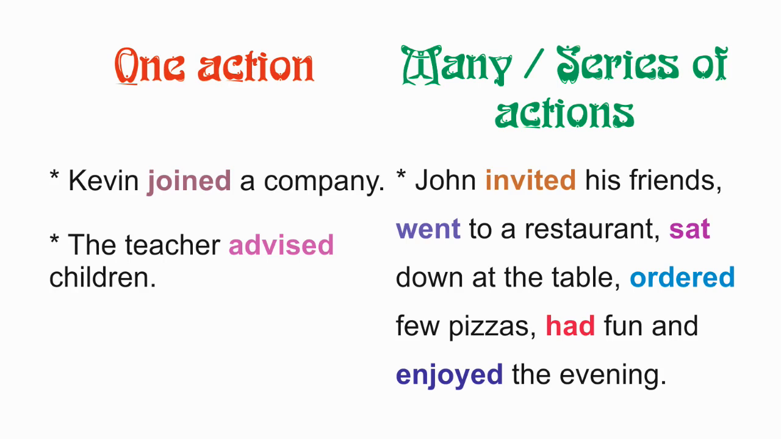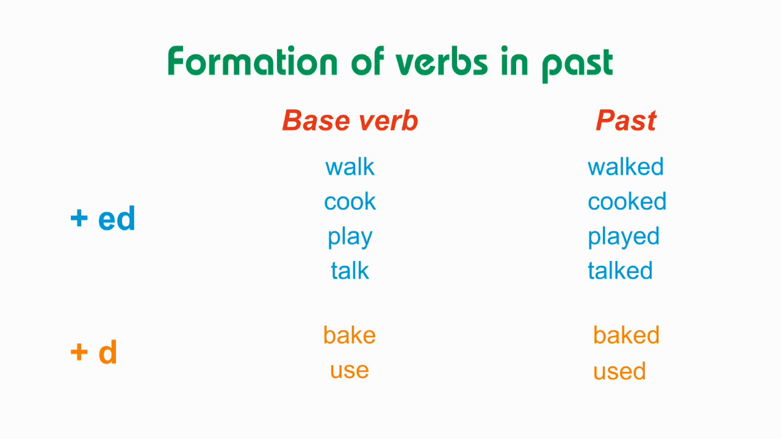Let's now see the formation of verbs in past tense. There are two types of verbs in English. They are regular and irregular. For the regular verbs, the past of the verb is formed commonly by adding ed to the base verb. Example: walk, walked, cook, cooked, play, played, talk, talked.